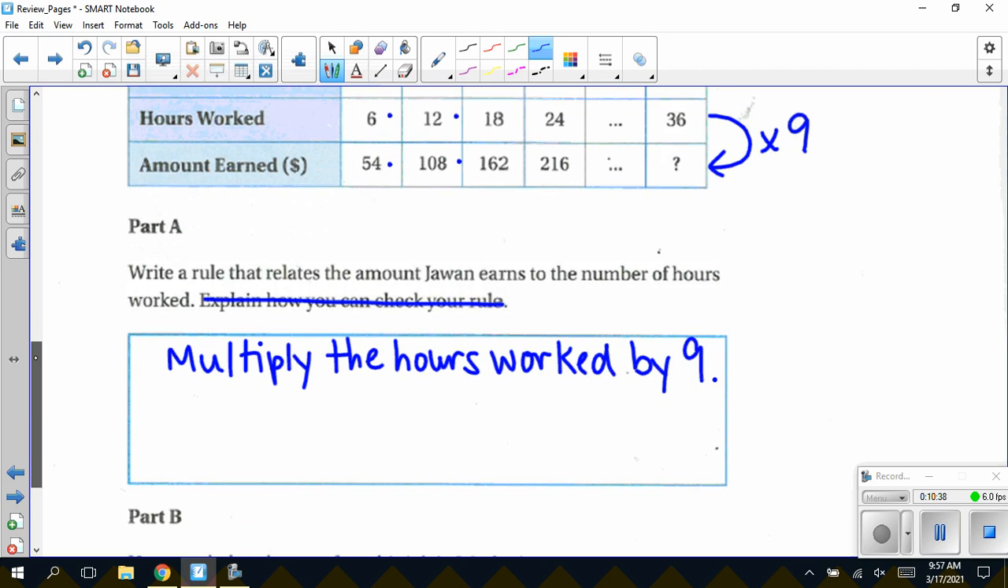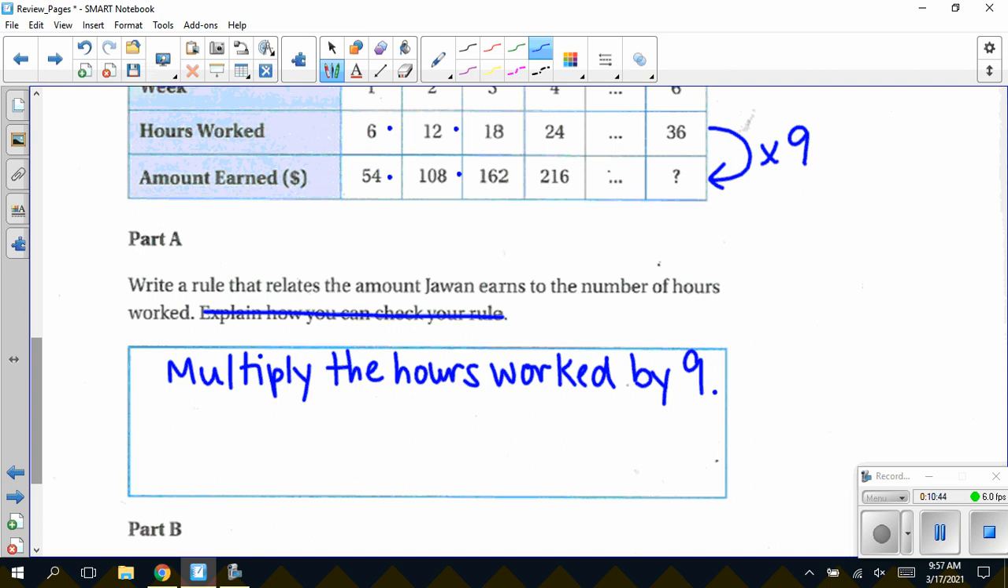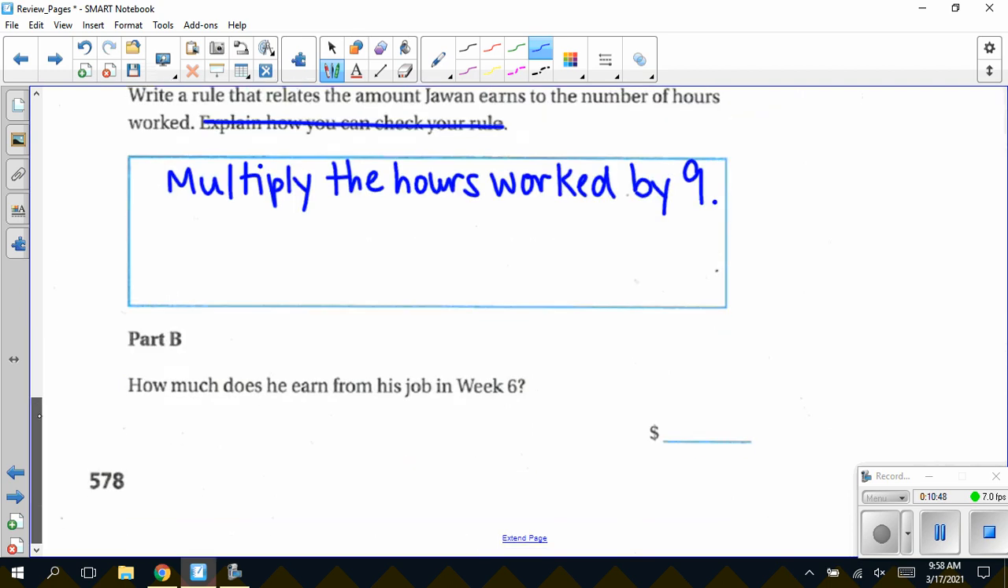Now for part B, they want to know how much money does he earn from his job in week 6. So week 6, notice it was 36 hours. We said our rule was to multiply by 9. So I'm going to take 36 times 9 to figure this out. So 6 times 9 is 54. Carry my 5. 9 times 3 is 27. 27 plus 5 is 32.